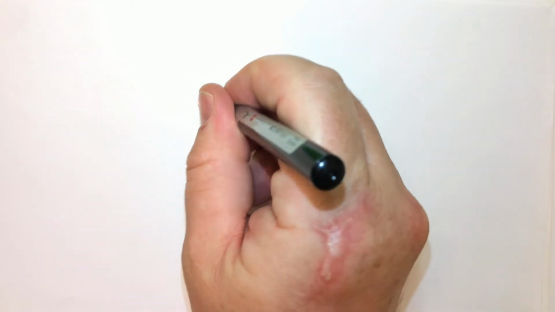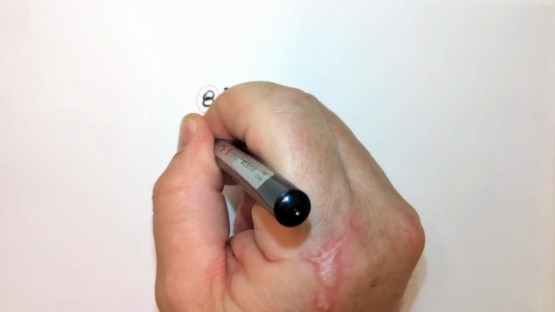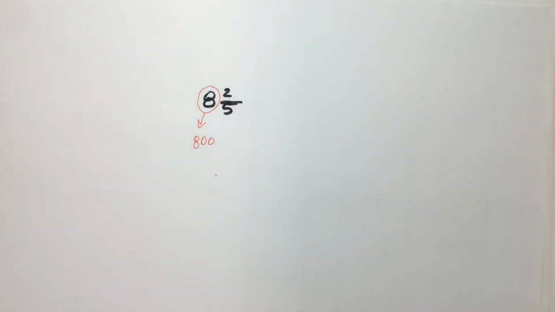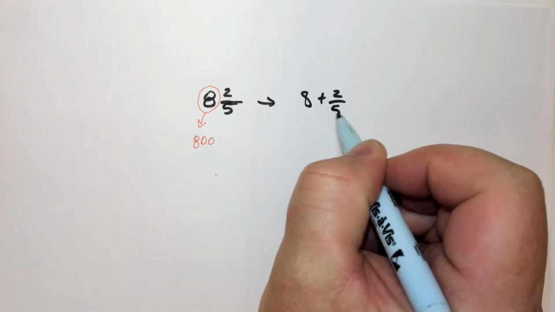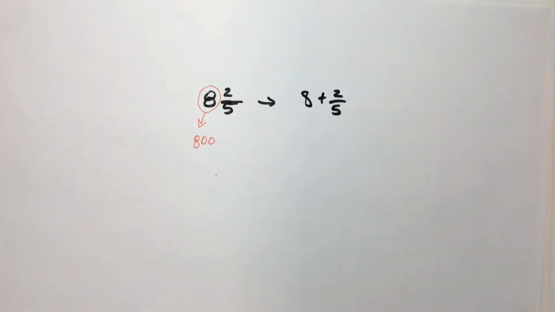Well, I'm really glad you asked that because it actually has to do with this. That's 800. So 8 2/5 is actually the same as 8 plus 2/5. Is that true? Yeah, that is true. 8 2/5 is the same as 8 plus 2/5. So if you have 8, that's 800%.